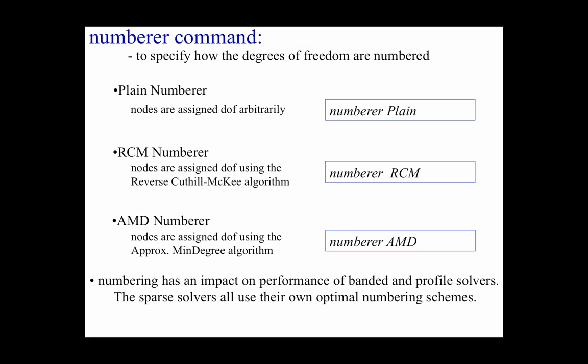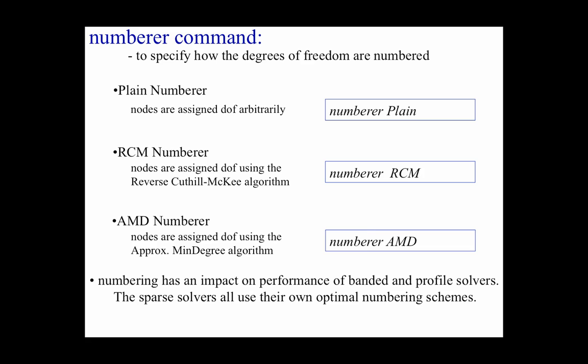Okay, the next command is the numbering scheme. There's a mapping between the degrees of freedom at nodes and the matrix equations, the AX equals B. So where things go in that matrix equation, AX equals B, depends on the numbering scheme. So the numberer just does this mapping for you. There are three available in OpenSees: the plain numberer, reverse Cuthill-McKee, and AMD.